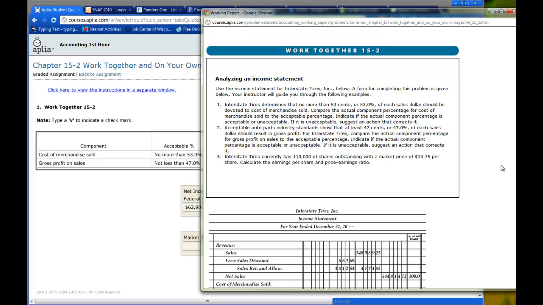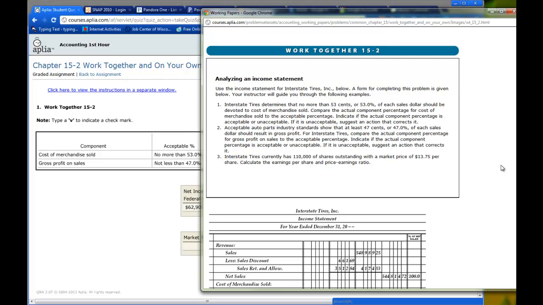We need, in the directions, this is the only spot you are going to find it, in these directions right here. It says Interstate Tires currently has 110,000 shares outstanding with a market price of $13.75 per share. Calculate the earnings per share and the price earnings ratio. This is new. You need to understand this. Because we are a corporation and we have shares of stock. Before, all we did is we took our net income and we gave it to the one owner because we were a sole proprietorship.